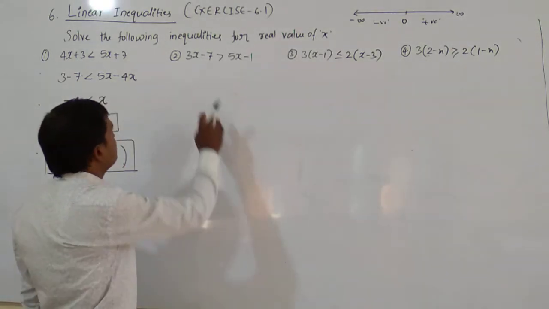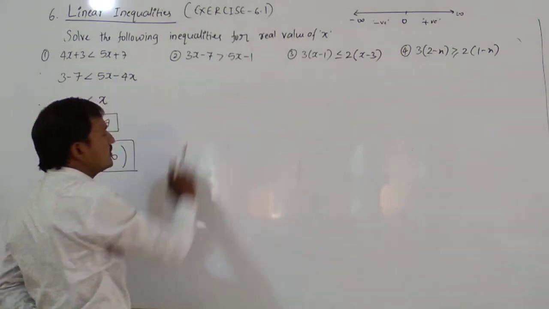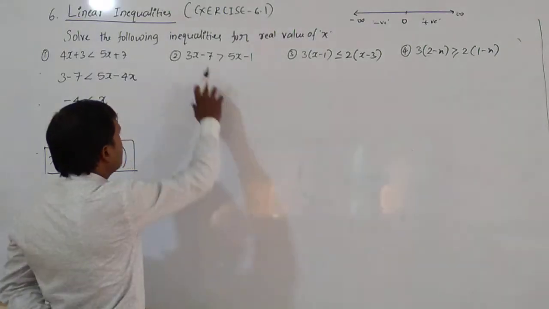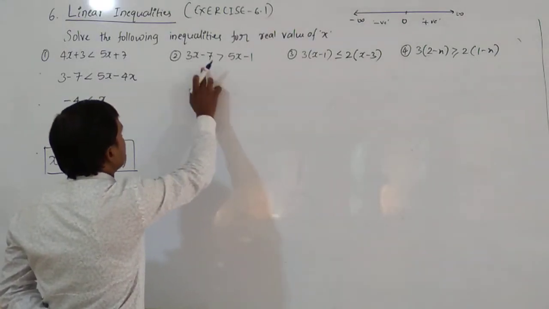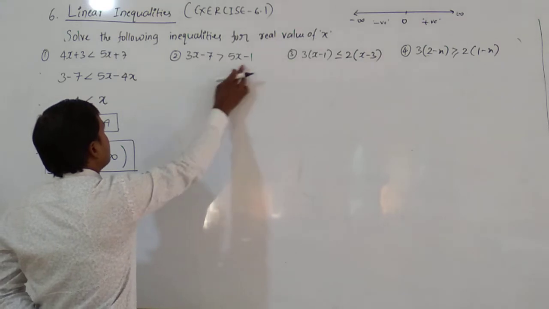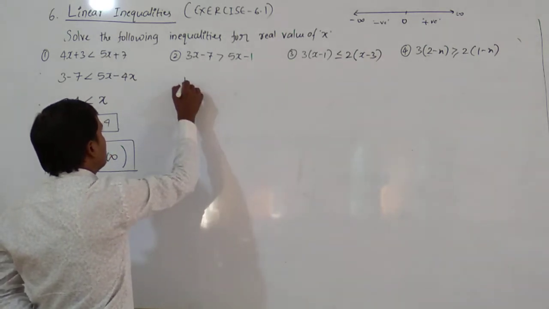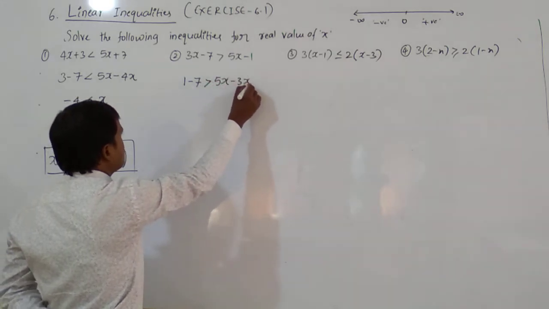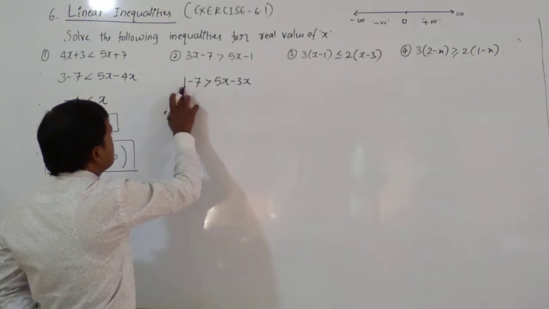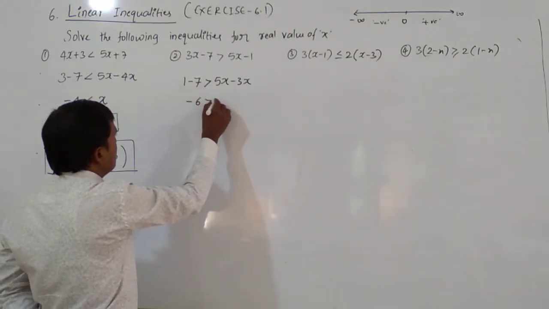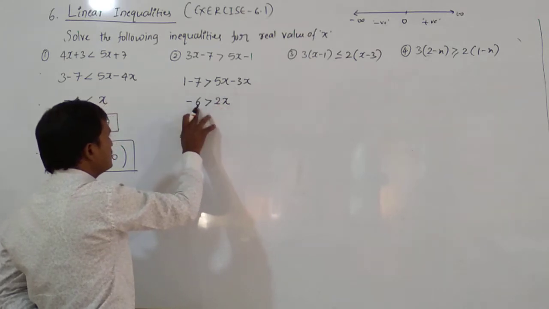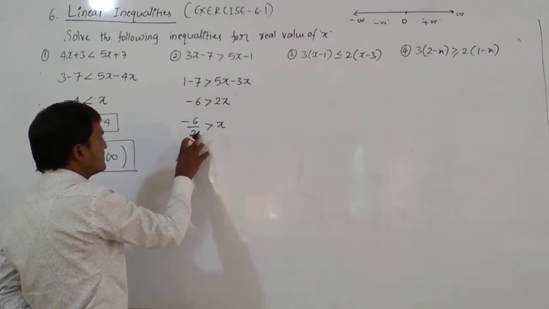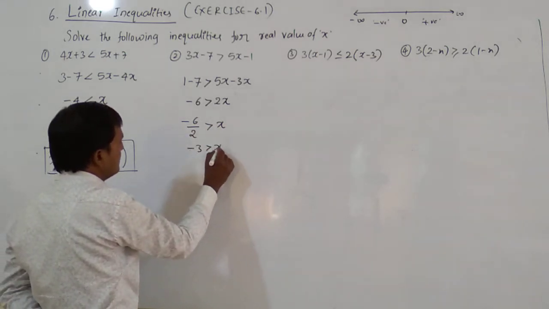Okay, next this one. Here again it is more than, so your answer should be an open interval. Here 3x is there; take this 3x to this side and take this minus 1 to this side. After taking minus 1 to this side, 1 minus 7 is more than 5x minus 3x. So 1 minus 7 is minus 6, which is more than 2x. Take this 2 to this side, hence it becomes a divide, right? So minus 6 by 2 is minus 3, which is more than x.